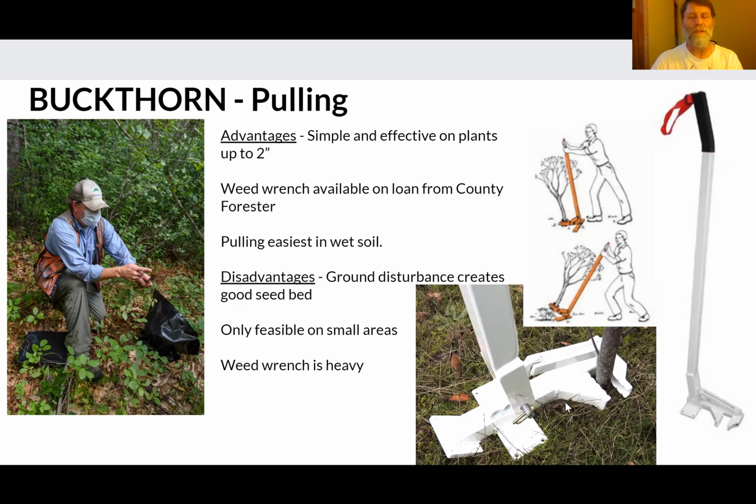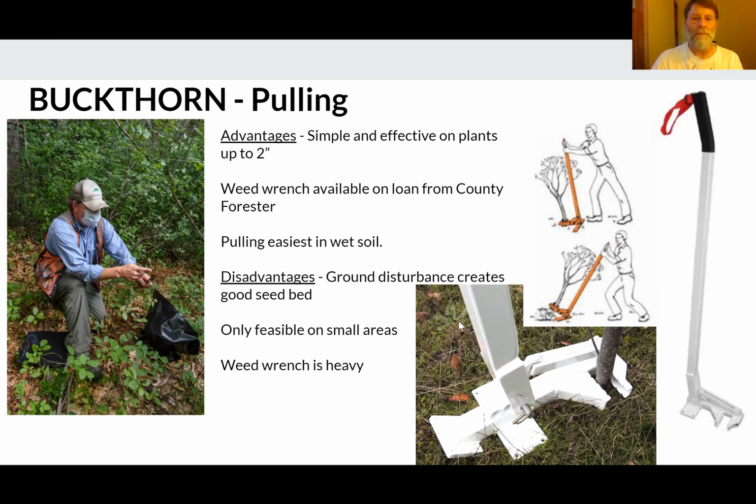If you have bigger stuff that's maybe an inch or two in diameter, you're probably not going to pull that out by hand. So there's this cool thing called a weed wrench. There are a few pictures of it there. It has a jaw that closes around the stem, and then as shown in the drawing there, you sort of lean back on that and it pivots on the foot and uses that leverage to pull it up by the roots.